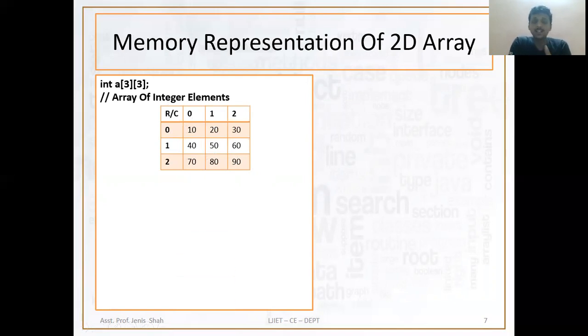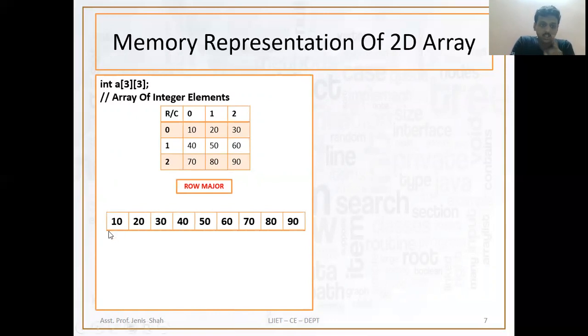Now, the elements of an array can be represented in two different ways. One is row major, second one is column major. In row major, we store elements row wise. Okay, we fill up the data according to the row wise: 10, 20, 30, 40, 50, 60, 70, 80, 90. But if someone tells me to store data according to column major, that means I need to fill up the data column wise. Okay, there are two different ways to store the data in memory. One is row major, second one is column major.